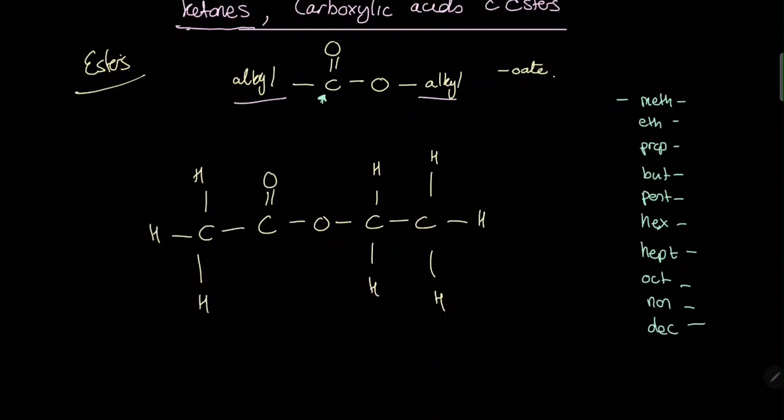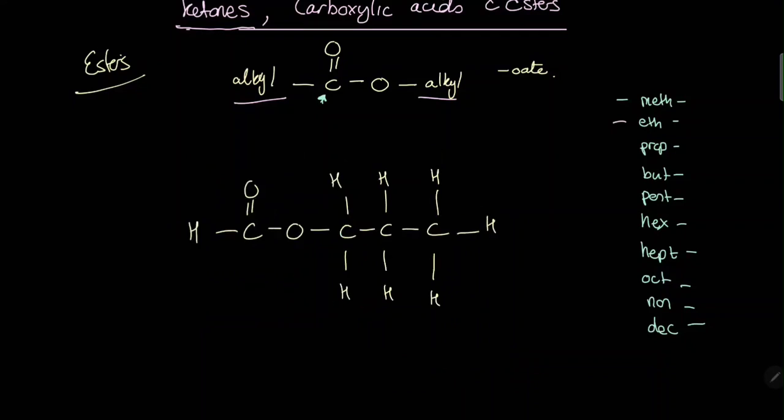Okay, if you want to try, pause here and try and name this one. Again, we're going to create our bridge just around the oxygen on the main chain. So we're going to name this one here first, that contains most of our functional group. We have 2 C's, so that's going to be ethanoate. And then of course we need to talk about this side, which is an ethyl group. So it's just going to be ethyl ethanoate.